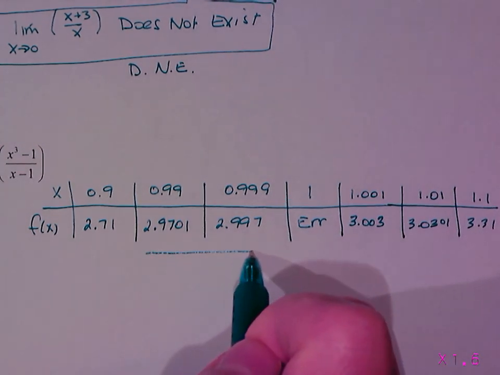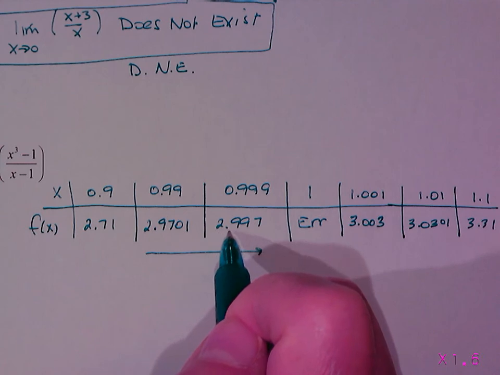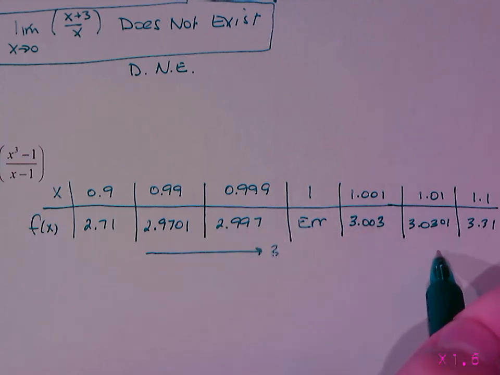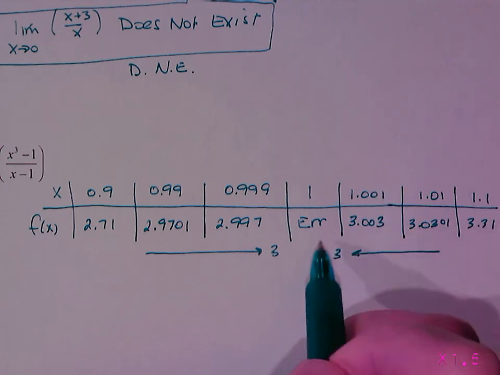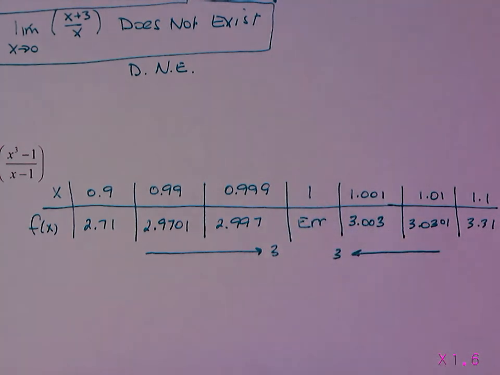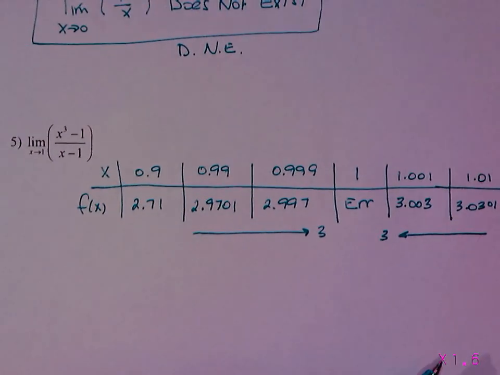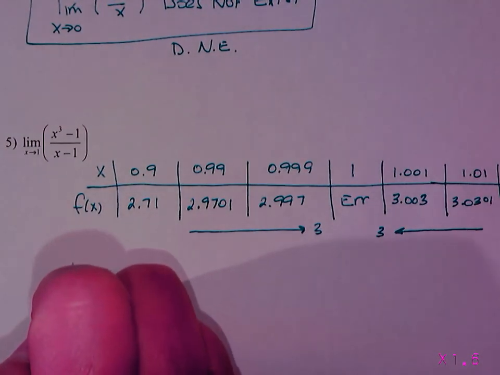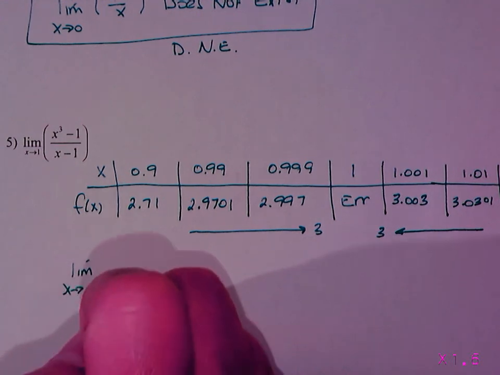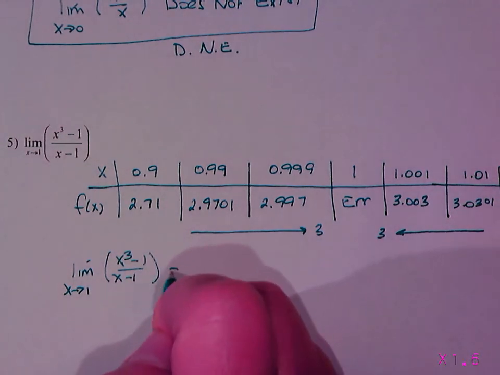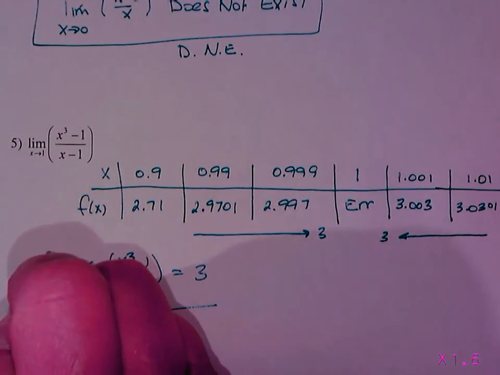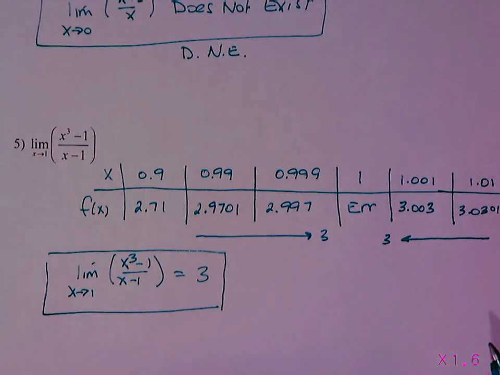So as I'm coming from the left, this is getting closer and closer to 3. As I'm coming from the right, this side is getting closer and closer to 3. At 1, I get an error, but that's okay. In calculus, we don't care about what's happening at 1. So what I would say is the limit as x approaches 1, x cubed minus 1 over x minus 1 is going to equal 3. So the first way I usually teach this is finding a limit numerically. Just means you're going to use numbers. You're going to use a table of values.